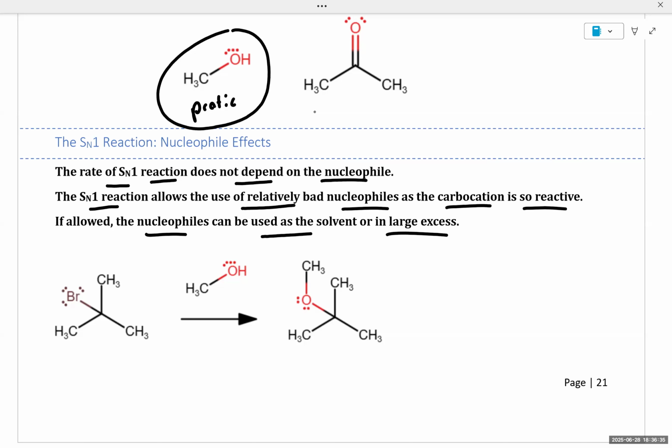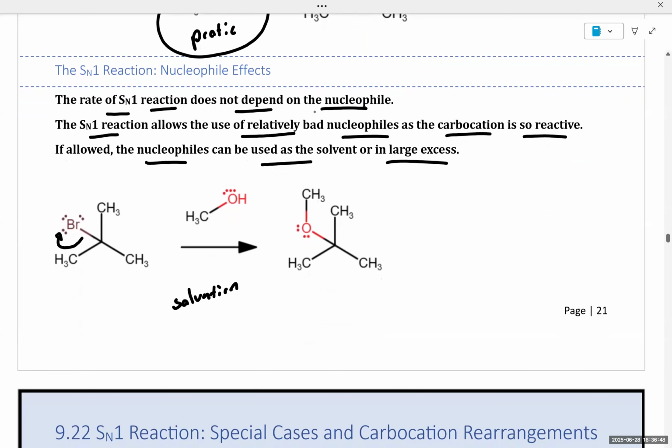For example, one common reaction is known as solvolysis. This is still an SN1 reaction, except your nucleophile is used as the solvent. The mechanism is still the same. You break your carbon leaving group bond, you generate a carbocation, and here your solvent doesn't just stabilize the carbocation, it also acts as the nucleophile, attacking your carbocation.